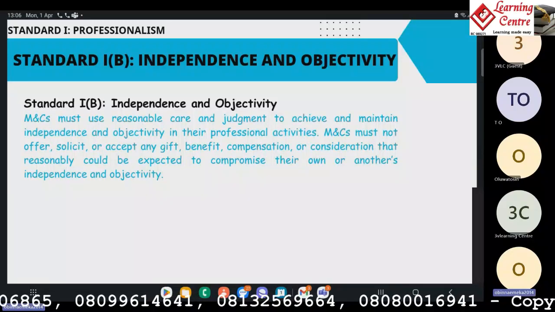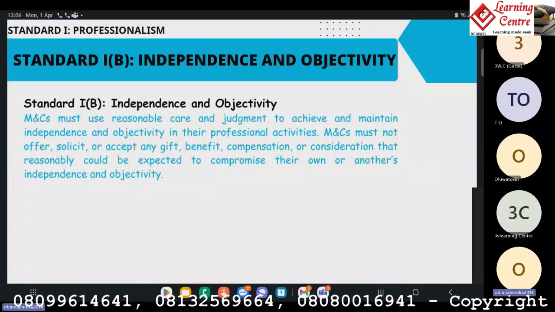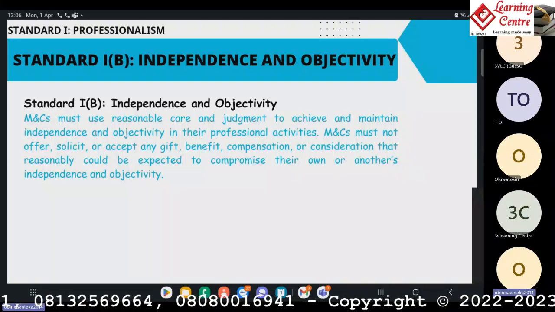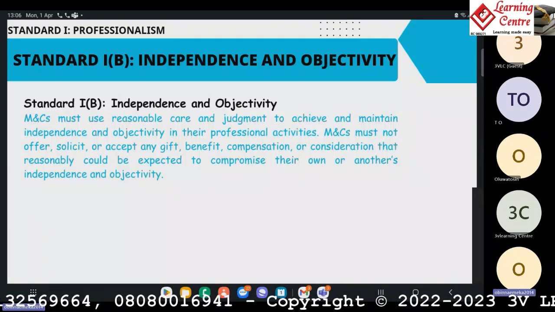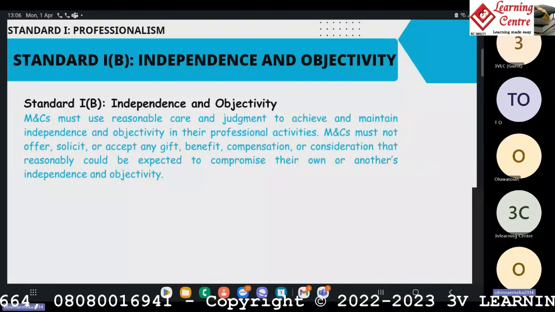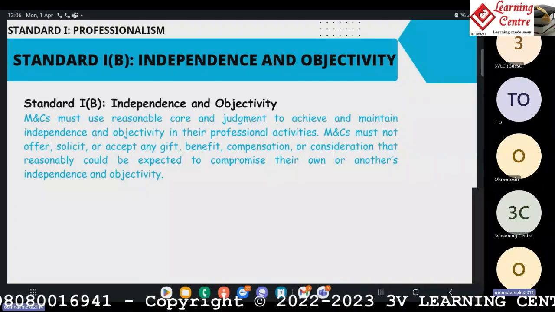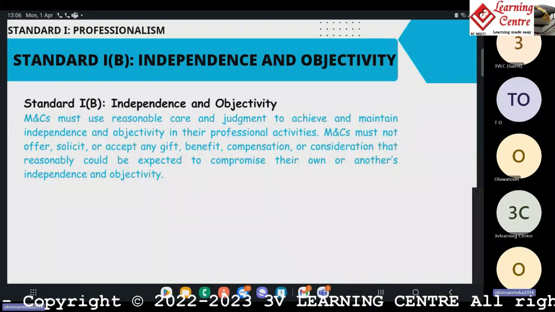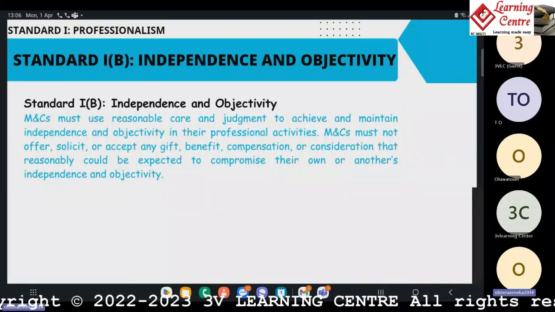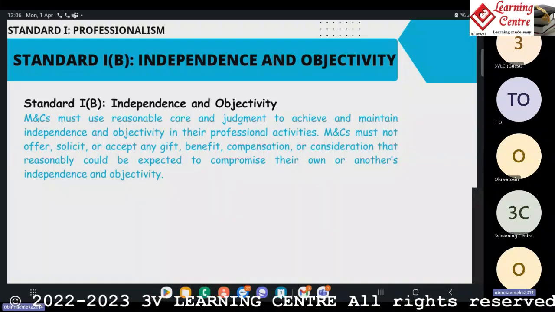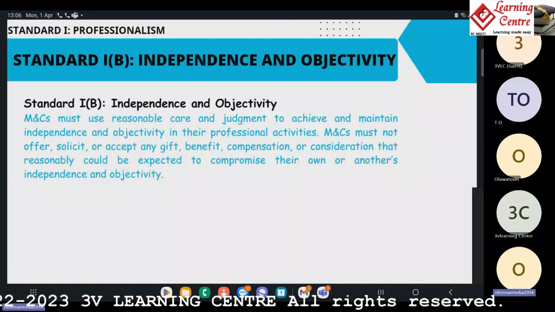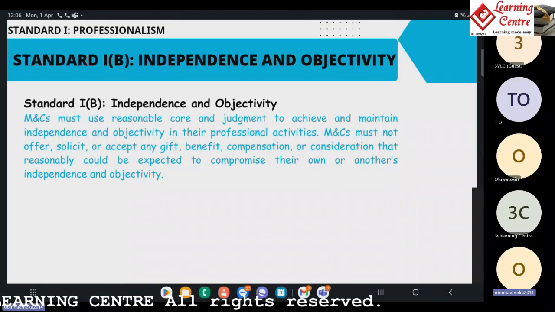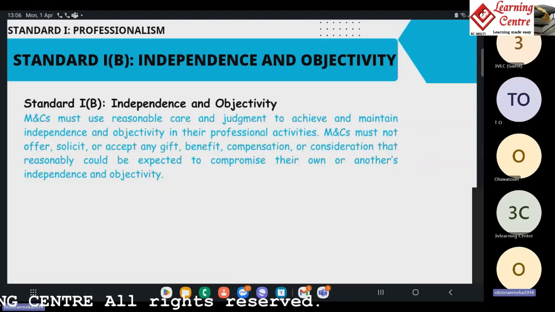Okay, so let's see some of the things. The key about this standard is that as a CFA charter holder or as a member, you should maintain your independence and objectivity in your professional work. That is what the standard is letting us know. Any situation that can cause you, or is perceived to cause you, to lose your independence and objectivity, this standard says you should avoid those kinds of situations. You should avoid them.